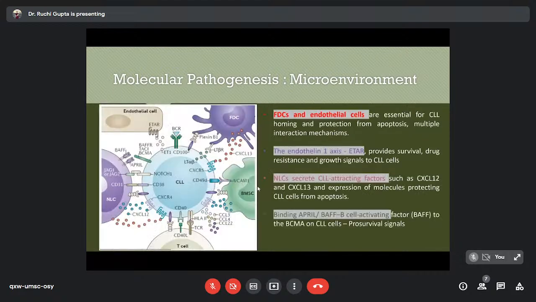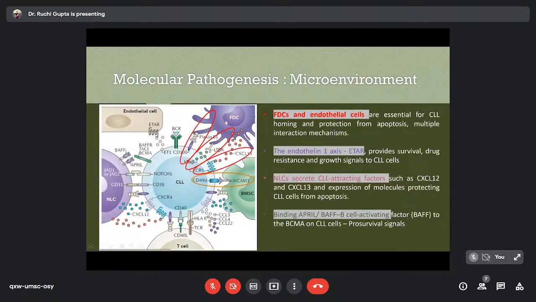So this is a diagrammatic representation of all the different kinds of interactions. If you see these, a lot of chemokines and chemokine receptors are involved in ensuring that the CLL cell stays over there. It escapes apoptosis. It is not killed by the T cells. It stabilizes over there. So CD49D, which is now also used as a prognostic marker, interacts with the cell adhesion molecule, and this stabilizes the cell in that lymph node or in the bone marrow.